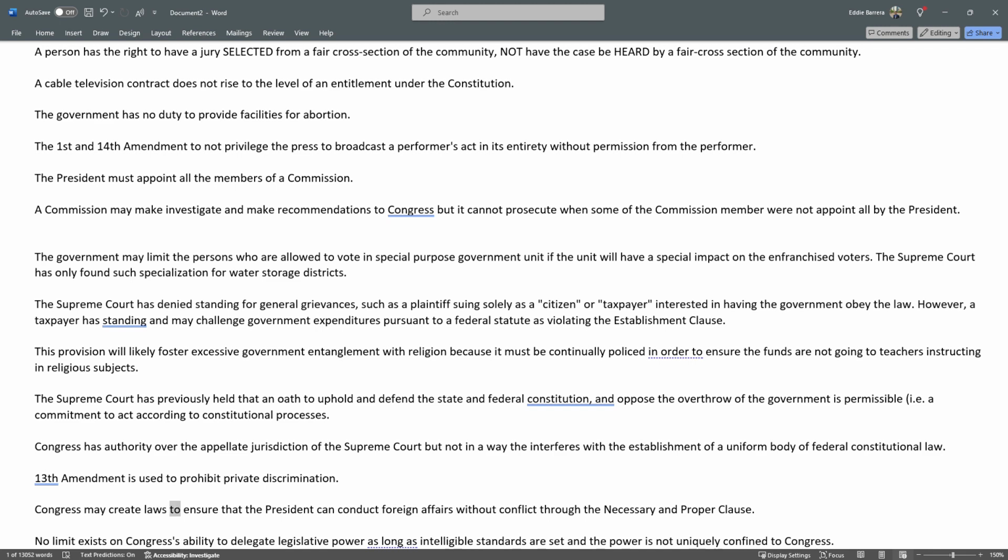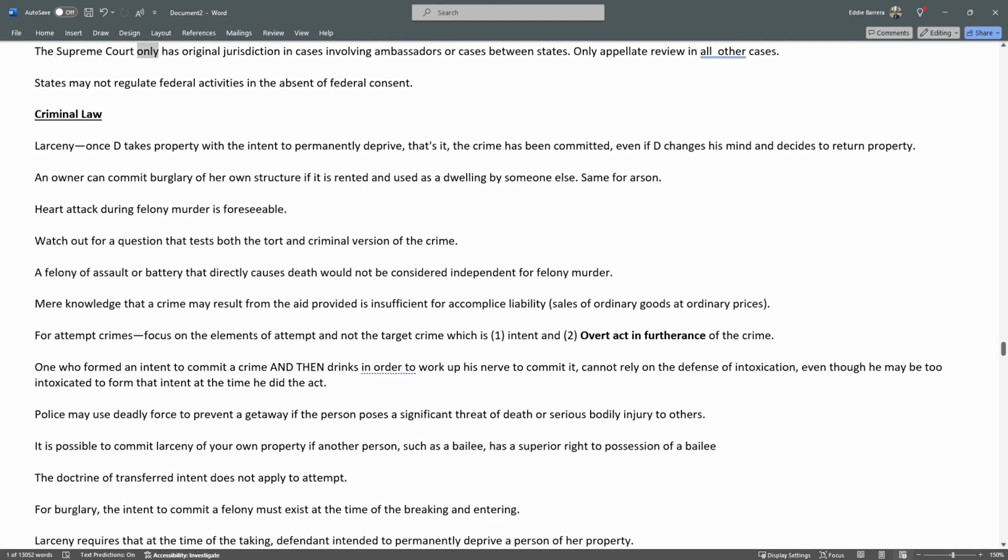Congress may create laws to ensure that the President can conduct foreign affairs without conflict through the necessary and proper clause. No limit exists on Congress's ability to delegate legislative power as long as intelligible standards are set and the power is not uniquely confined to Congress. The Supreme Court only has original jurisdiction in cases involving ambassadors or cases between states. Only appellate review in all other cases. States may not regulate federal activities in the absence of federal consent.